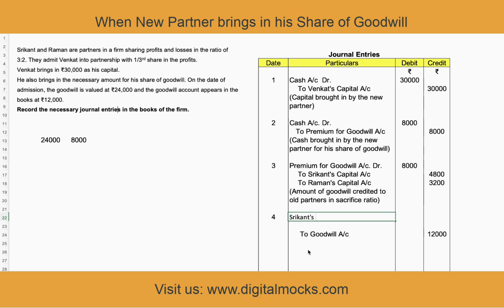So I will debit Srikanth's capital account in their old ratio, and then I will debit Raman's capital account, right? Now let's see what will be the amount. 12,000 they will bear in their old ratio, that is 3:2. So 3 divided by 5: Srikanth will bear 7,200. And how much will Raman bear? 12,000 multiplied by 2 by 5, 4,800. Otherwise, from this 12,000 we can subtract this 7,200, and we will get the amount Raman has to bear, the loss of 4,800, right?